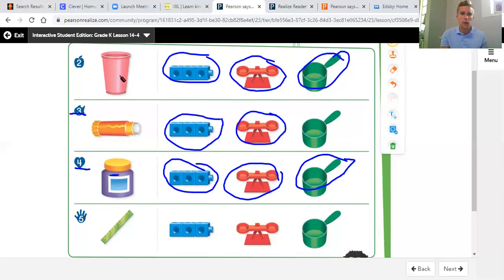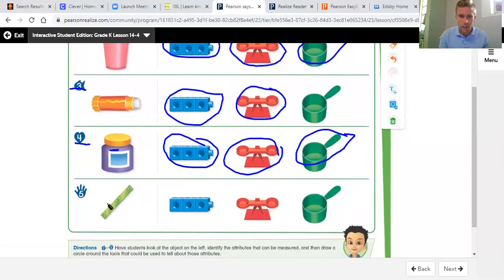So this cup up here, maybe this cup was holding seeds. Maybe it was holding, I don't know, candy corn, right? It can hold anything, but if it's holding something, we need to measure how much it's holding, and that's what we use the measuring cups for. So some things like this ruler here, for number 5, can it hold anything in it? No, right? So we know right away that that can't hold anything, okay?